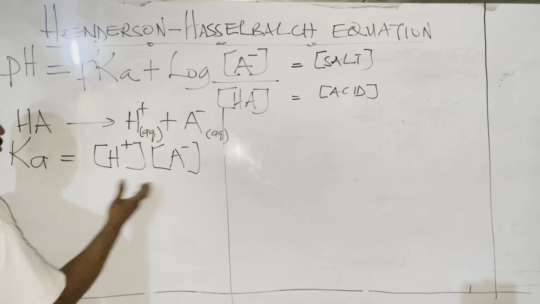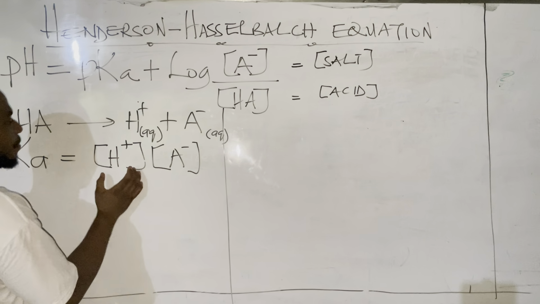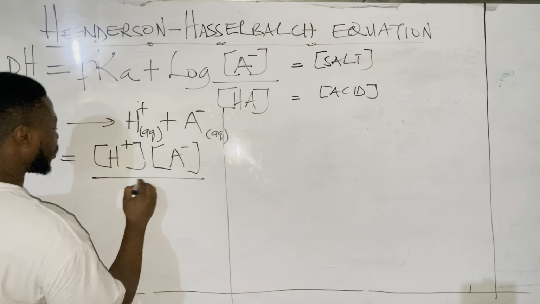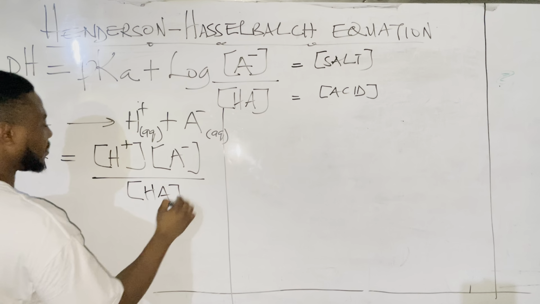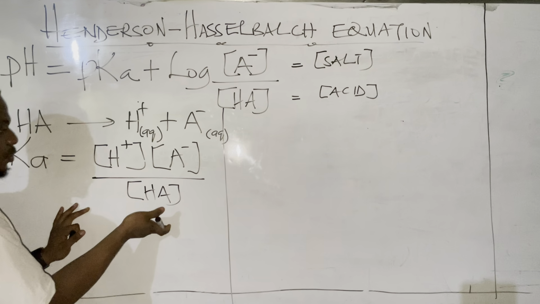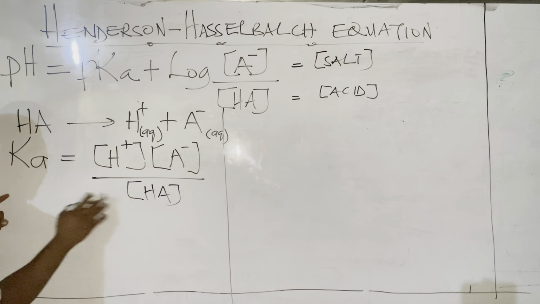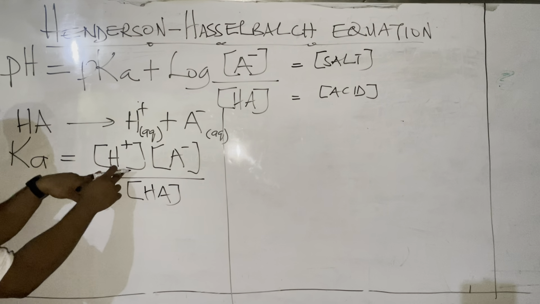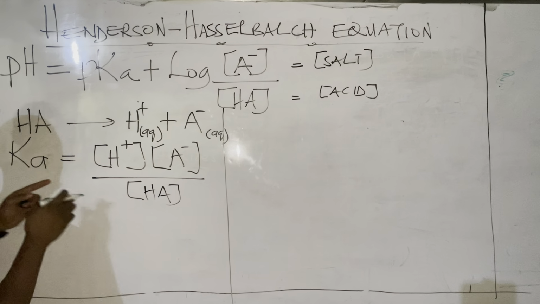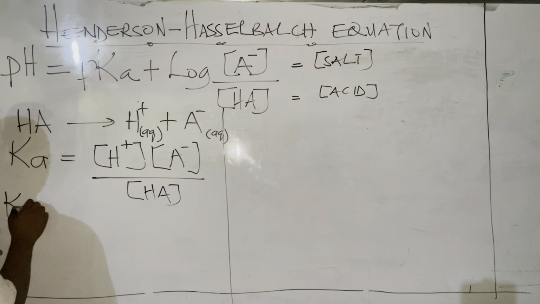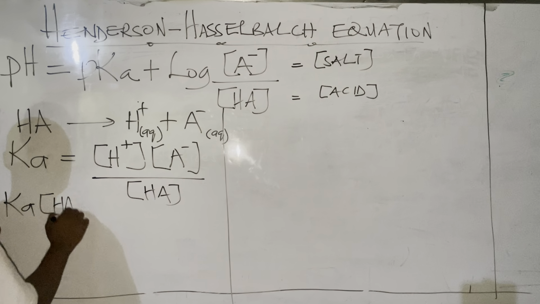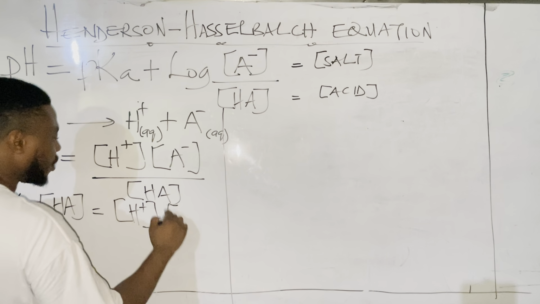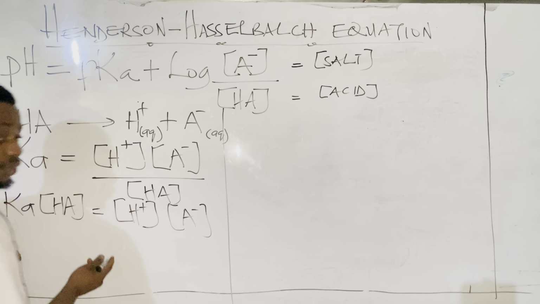So now this is the reaction. Like I said, you take the concentration of the products and divide it by the concentration of the reactant, which is HA, the acid. After this, you cross multiply. The next thing is to make the hydrogen ion concentration the subject of the formula. So cross multiply: your Ka will be multiplied by your acid, HA, to give you the H plus concentration times your conjugate base concentration.